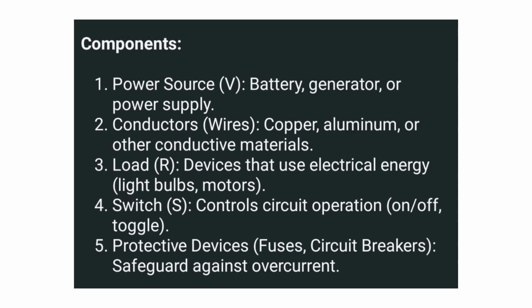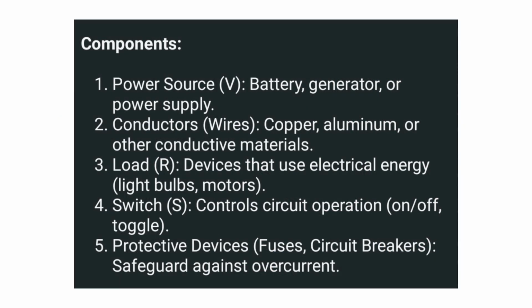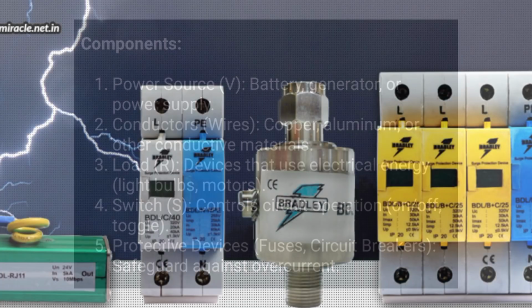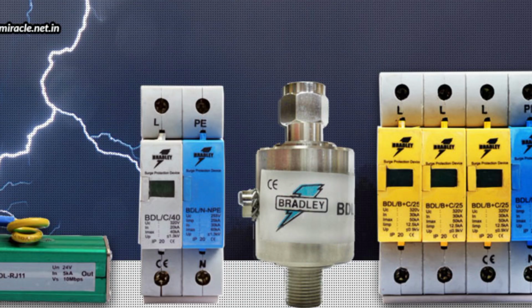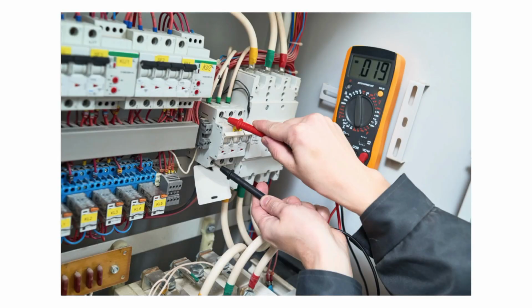And the fourth one is the switch, which controls the circuit operation by switching it on or off in the circuit. And the fifth one is the protective devices. Protective devices always provide safety against overcurrent, over voltage, and under voltage, like fuses, circuit breakers, and relays.